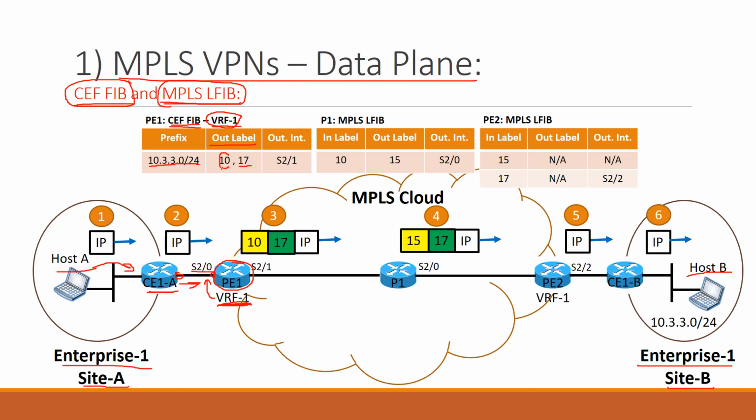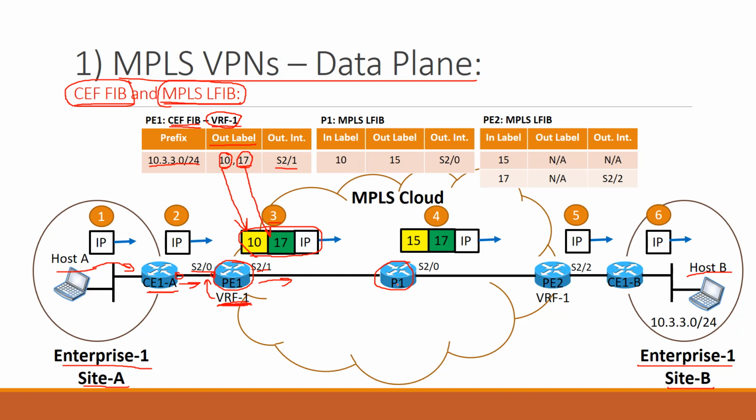What is this 10? This should be the outer label, and what is this 17 should be the inner label. So immediately PE1 will add a label to the packet, the outer label 10, and an inner label 17 in step number 3. And these labels will be attached to the IP packet, and this packet will go outside of serial 2/1, destined to provider 1. Now provider 1 will receive a labeled packet with two labels.